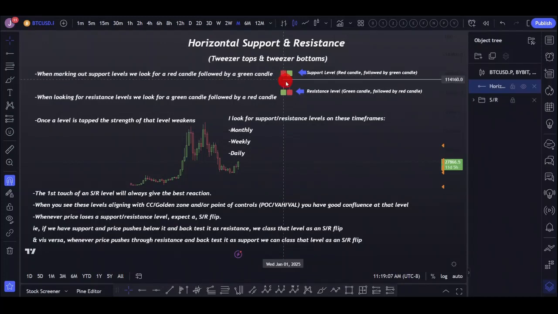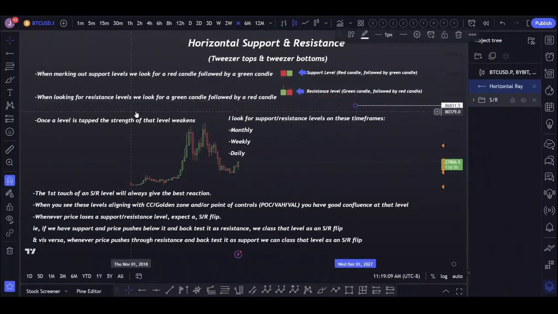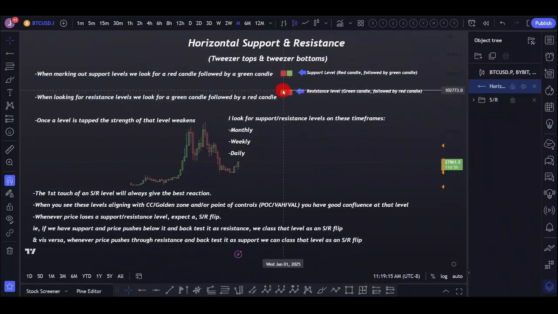Okay, now when looking for resistance levels, we look for a green candle followed by a red candle. So in this case, the example that I have here, we would mark the horizontal ray right at the body where the close was of this green candle and where the open was of this red candle, and that would give us our resistance.